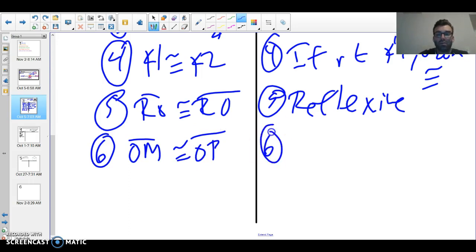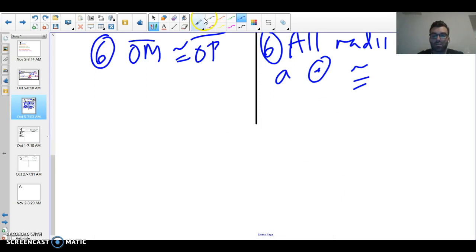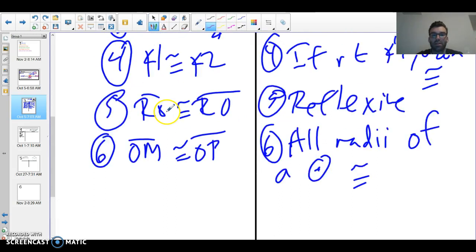And our reasoning for this is going to be all radii of a circle congruent. I want you to put "of a circle" so that I know that you know a radius is inside of a circle. That's a segment on a circle, or that's a part of the circle. That's why I want you to say "of a circle."